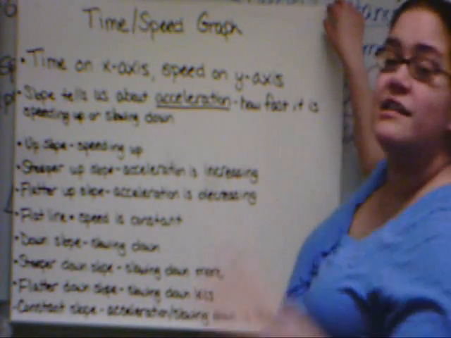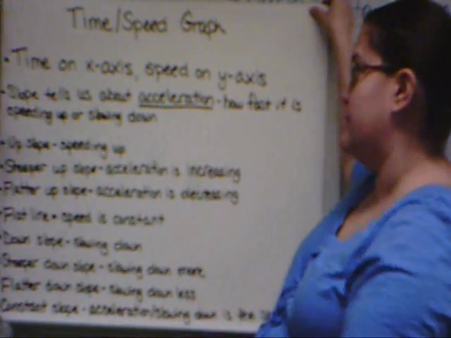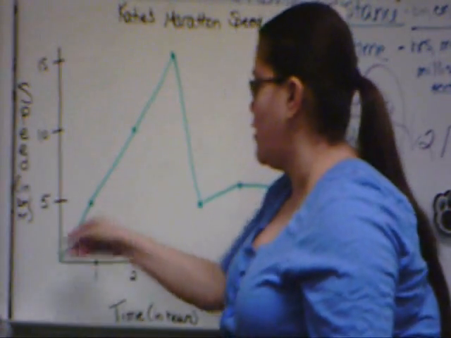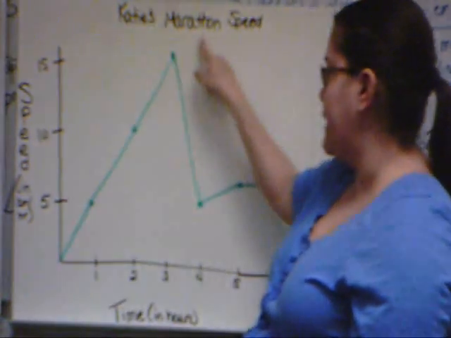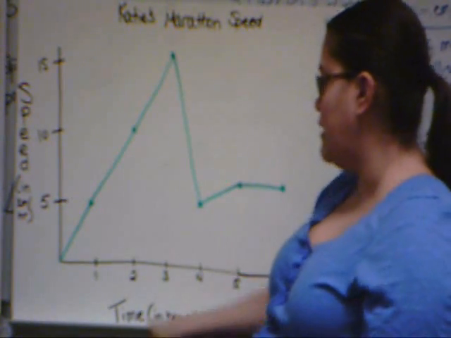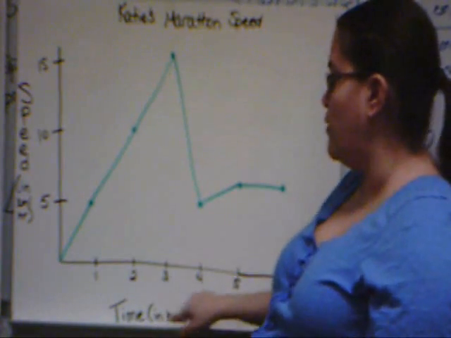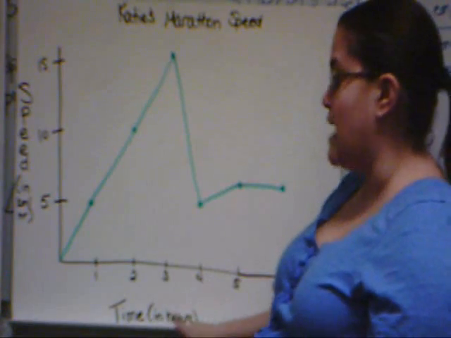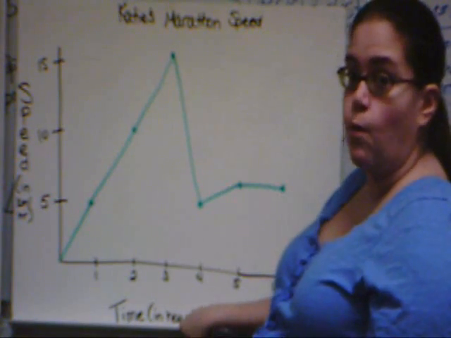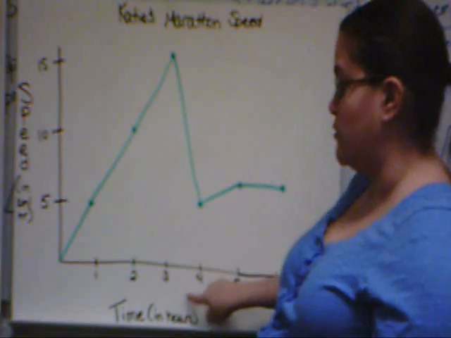Okay, so let's look at a graph. This is all kind of confusing. Okay, so we are again going to look at Katie's marathon speed. We have time in hours. This should stay the same. The only thing that might change is the unit. You can have time in minutes or seconds or decades. It doesn't matter. Just make sure you read what that says.